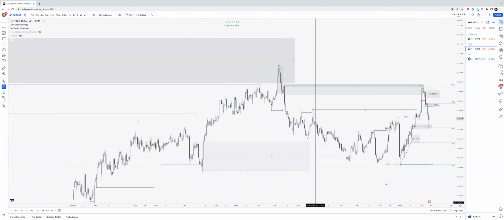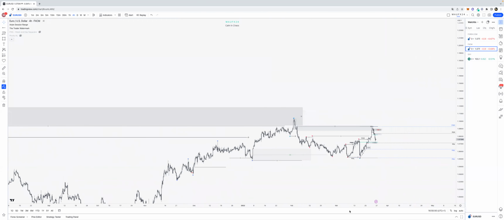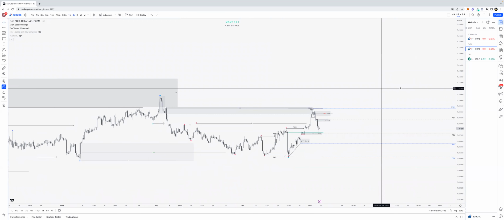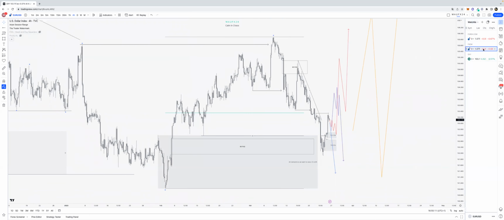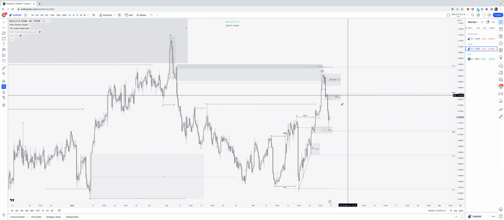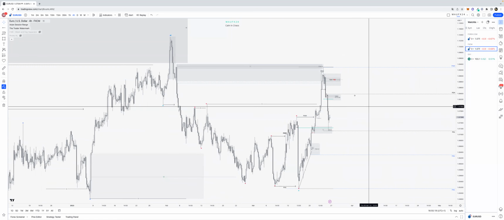We have on the DXY, we want to see higher pricing, meaning that we want to see lower pricing on the euro. Short term, we want to see price retrace into these. We want to see DXY retrace lower, meaning that we want to see EU retracing into our decisional or extreme supply zones, and from there we might see price turn around.